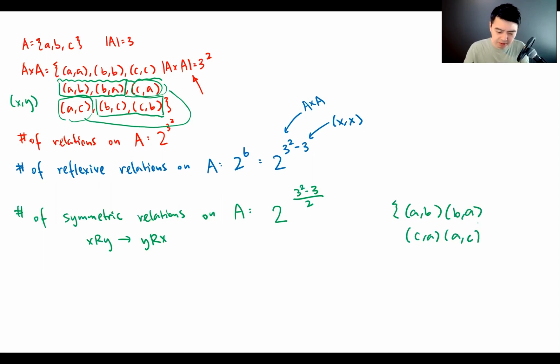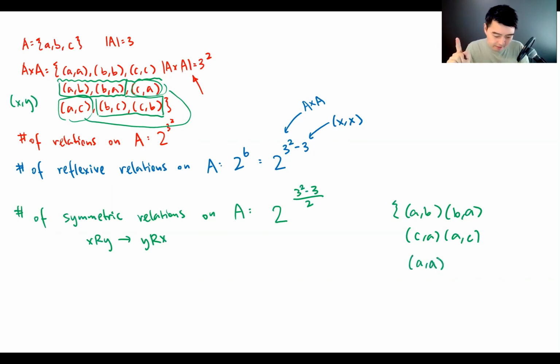Now, your question might be, do I have to include BC and CB? The answer is no, I don't, right? If I don't include it, it's still symmetric. The definition of symmetric says if I see XY, then I see YX, right? But if I don't see XY, I don't need to see YX. If I don't see BC, I don't need to see CB. Okay, so that's why those groups that I just circled, they are all optional.